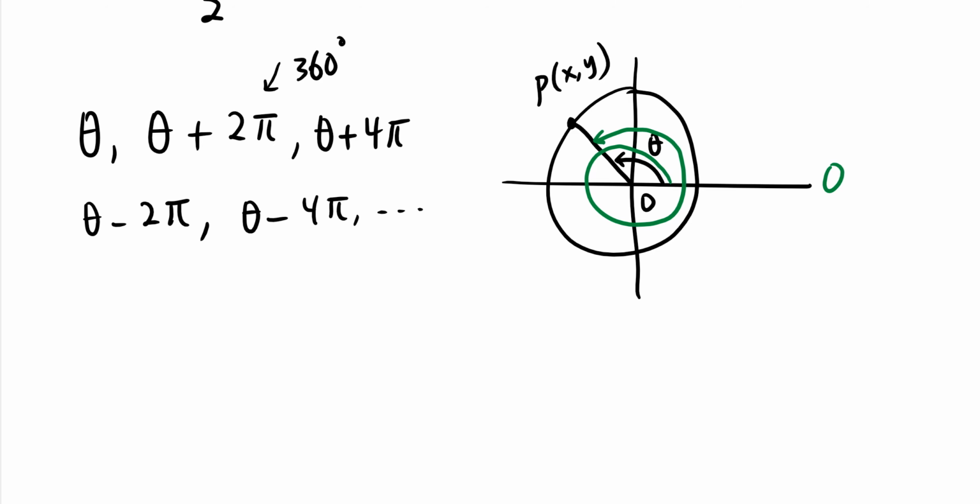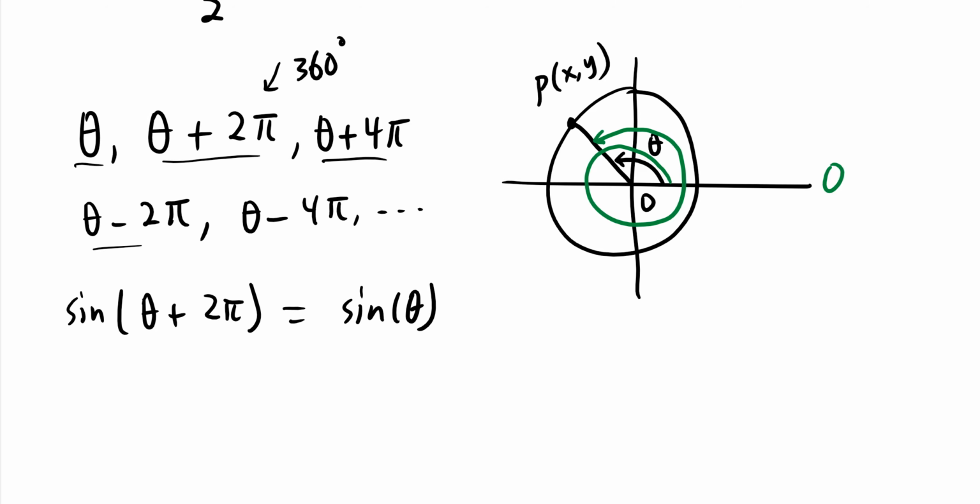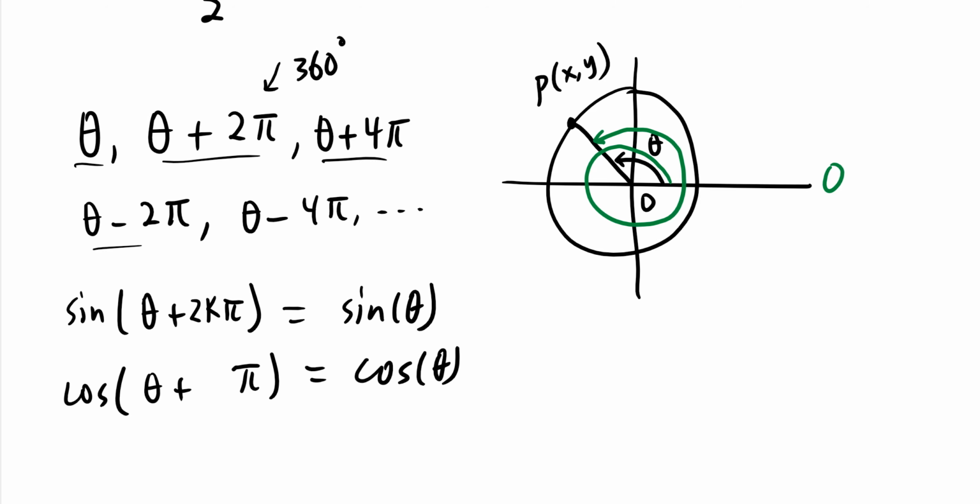So what does that tell us? If I want to find sine of theta plus 2 pi, these all are the same, so that's going to be the same as sine theta. Same thing for cosine. Cosine of theta plus 2 pi is going to be cosine theta. But wait, what about 4 pi, 6 pi, negative 2 pi? Well, instead of just writing 2 pi, we can write 2k pi, where k is an integer.